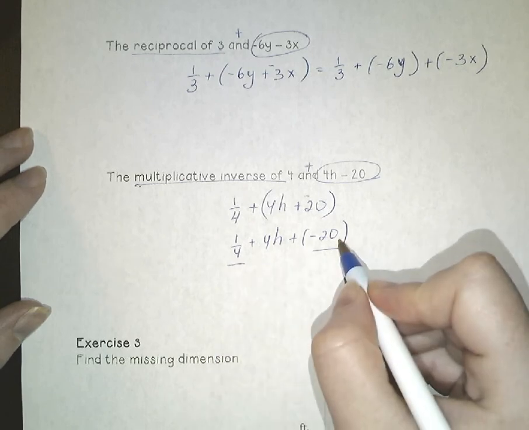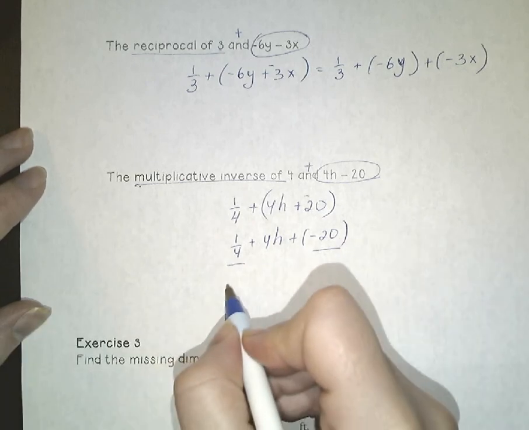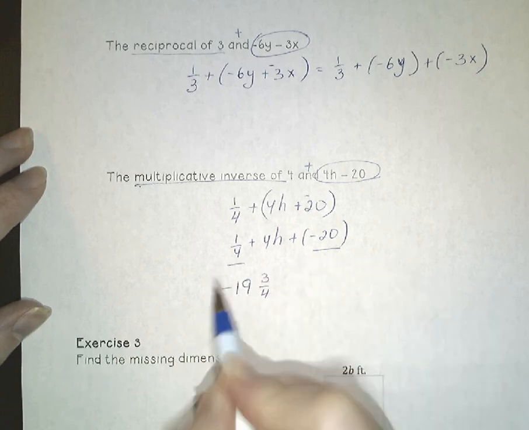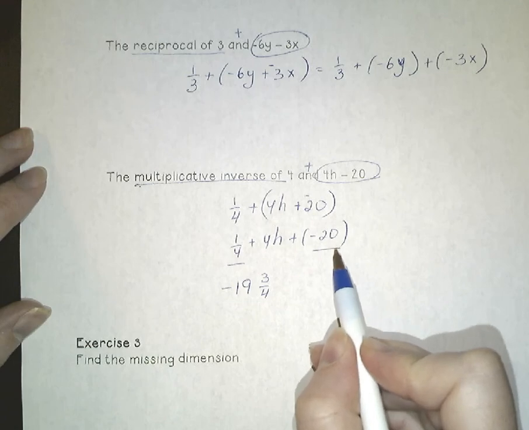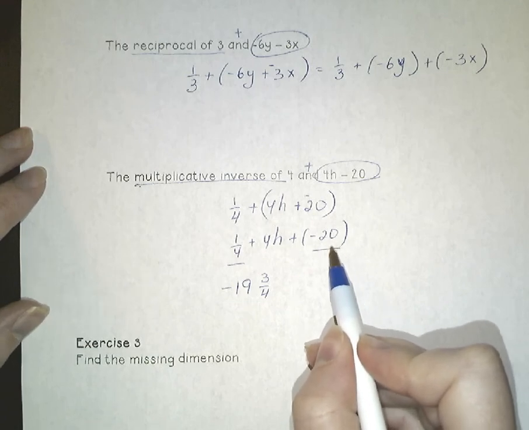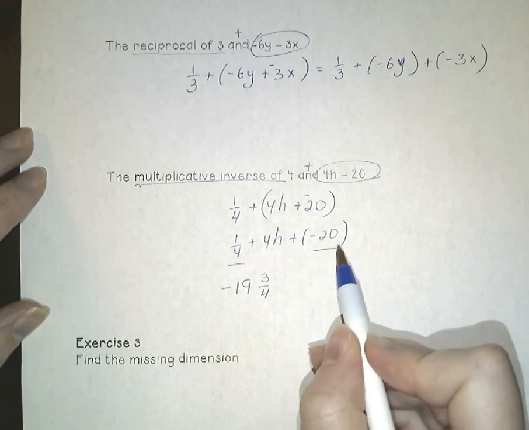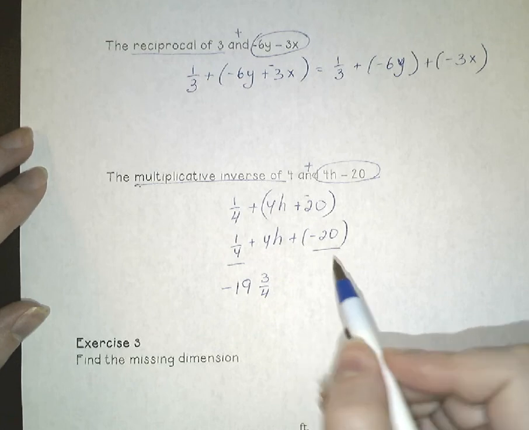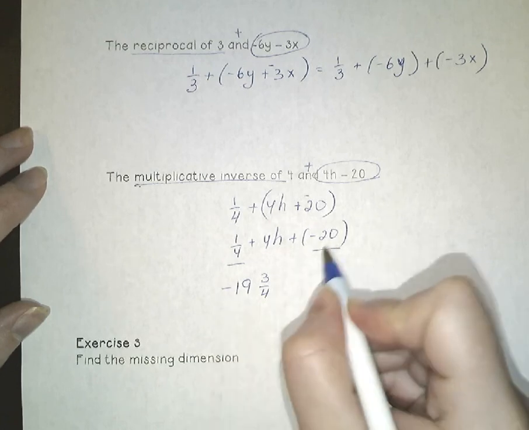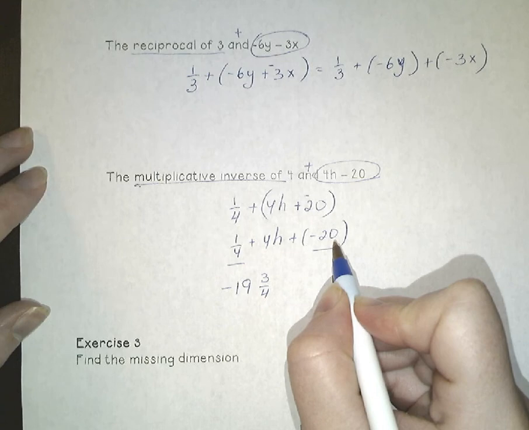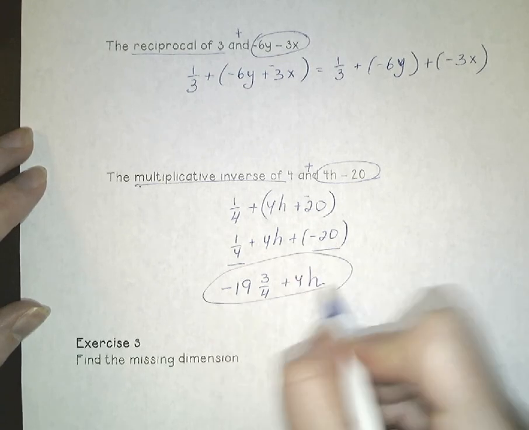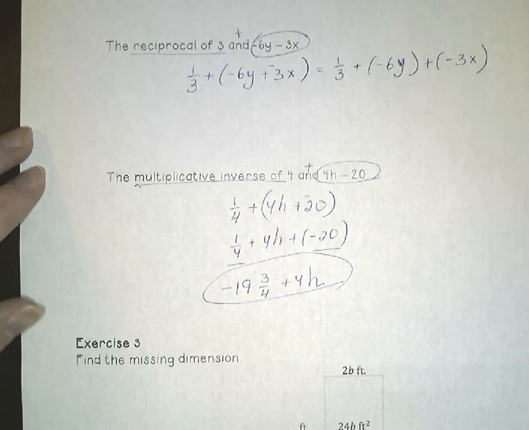1/4 plus negative 20 will be negative 19 and 3/4, because 1/4 is positive, negative 20 is negative. So we'll have to subtract 1/4 from 20, right? And 20 minus 1/4 is 19 and 3/4 with a negative sign because negative 20 has the higher absolute value, plus 4h. Okay, so now we're done.